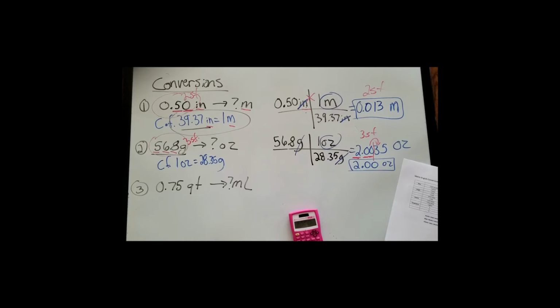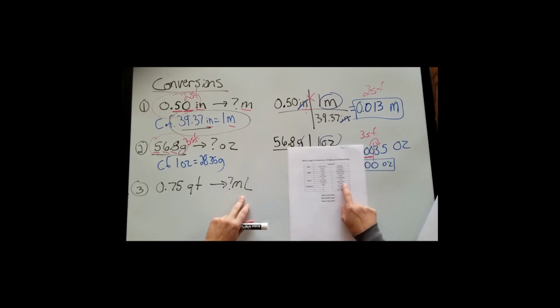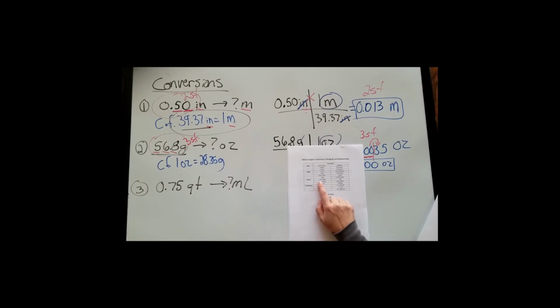All right, let's look at the next one. We have 0.75 quarts going to milliliters. So quarts, milliliters, that's volume. So we're looking at the volume section. Now in the volume section, I only have one conversion factor that has quarts in it, and it goes from quarts to liters. So let me go ahead and use that one.